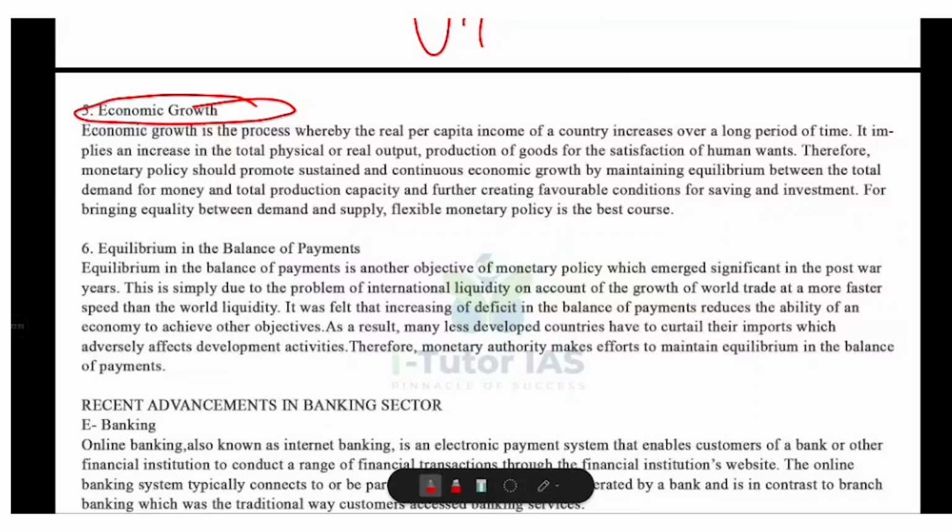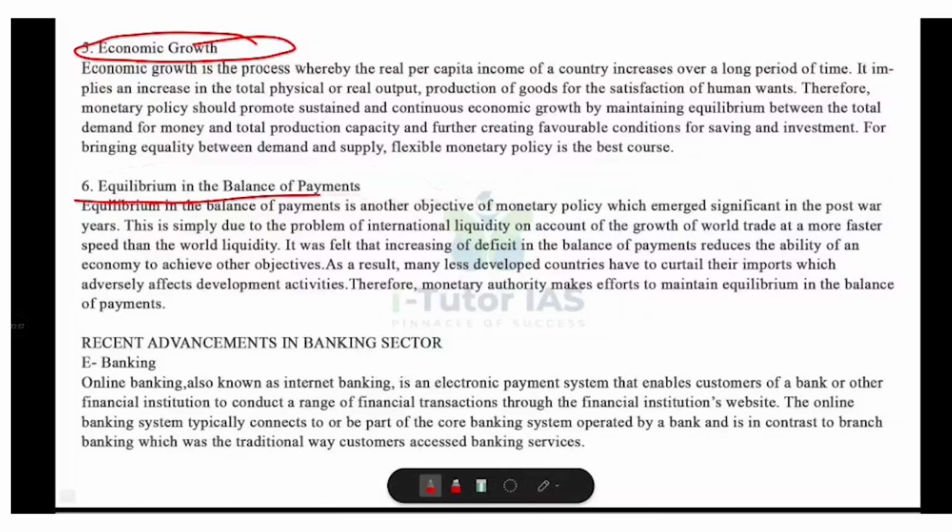For example, if growth is slowing down, the RBI may lower interest rate to encourage borrowing and investment. And if the economy is overheating, what does it do? It may raise interest rate to control inflation. And the main goal is to create a favorable environment for savings, investment and production, so that the economy keeps growing smoothly without instability. Okay, then now equilibrium in the BOP.